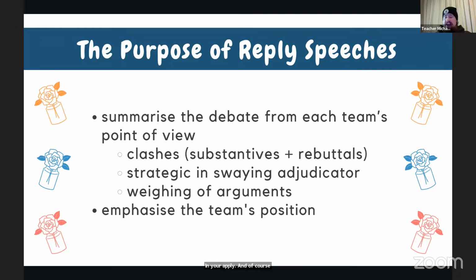And of course, it also gives us the chance to emphasize the team's position. So it gives the teams one final chance to say, we've been the proposition team and our stance on the motion has been this. And yeah, it just gives you one final chance to make your case.